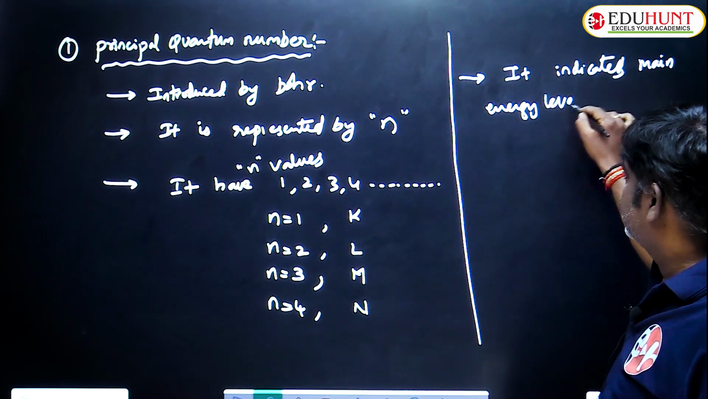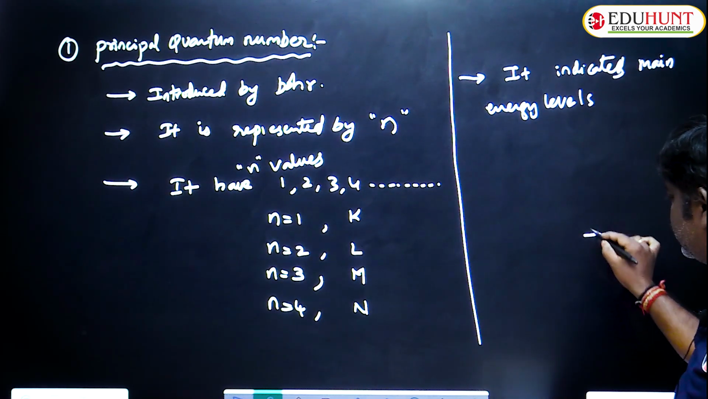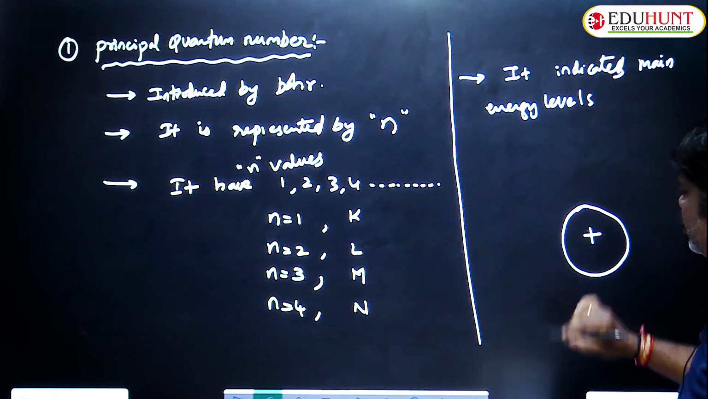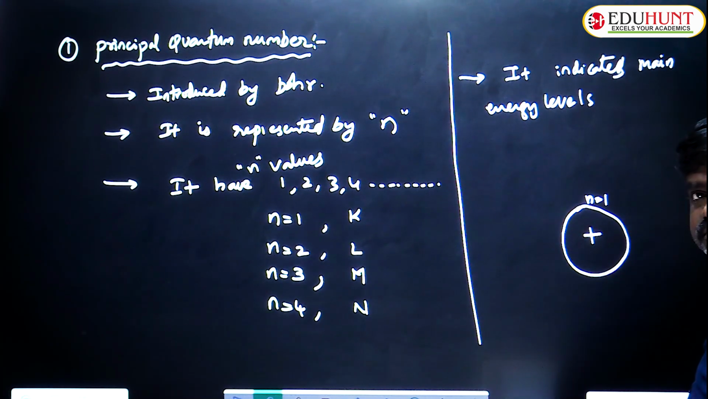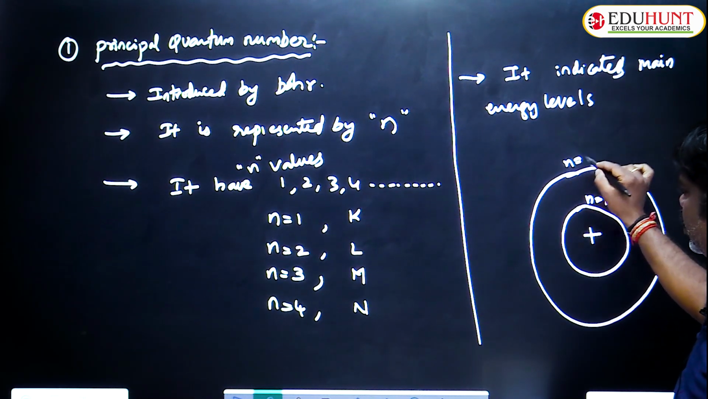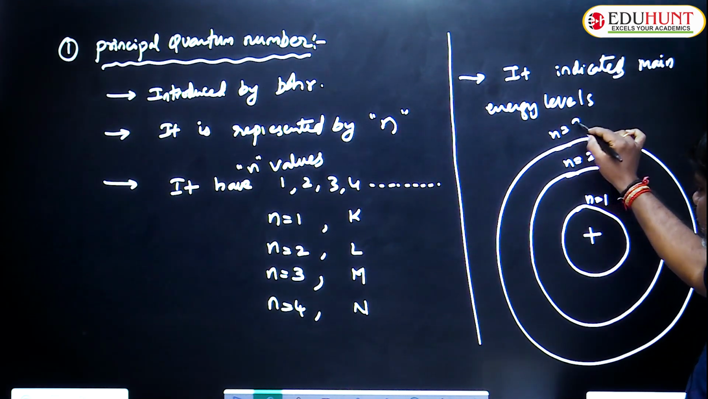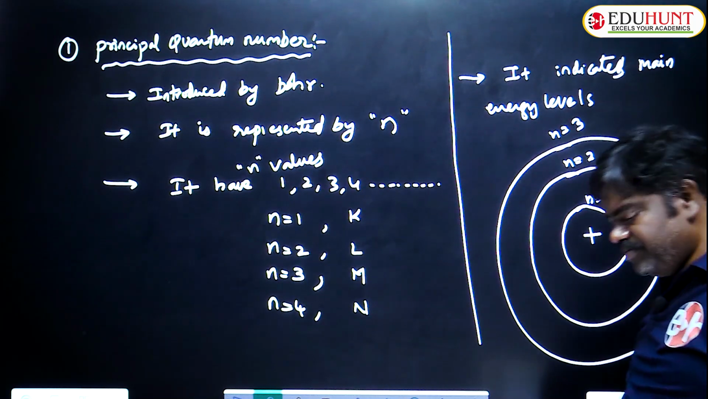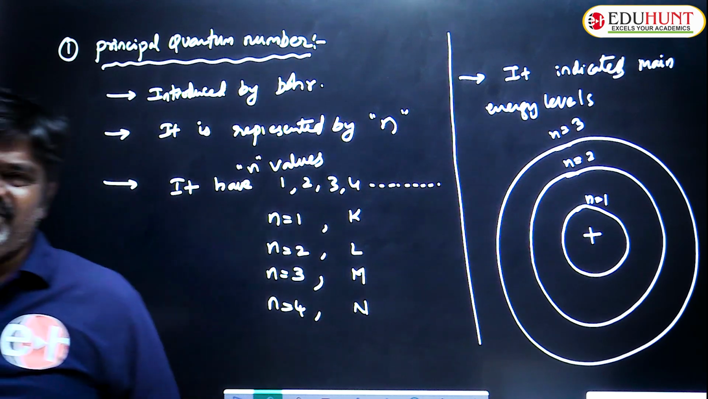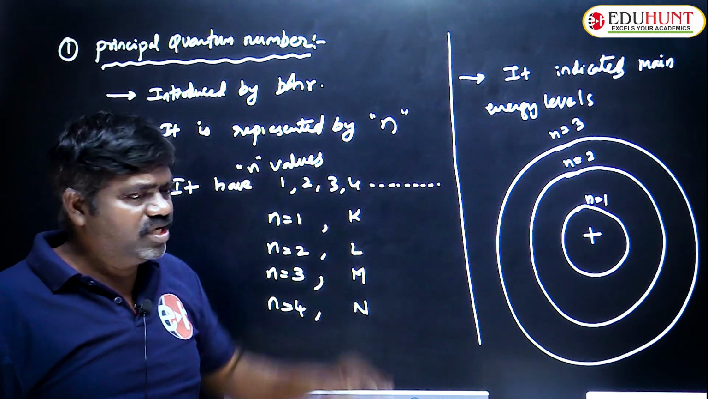Main energy levels means, for example, if you take an atom with a nucleus, after the nucleus this is the first shell. The first shell means the first main energy level, the second shell means the second main energy level, and the third shell means the third main energy level. Away from the nucleus, the n values increase: n is equal to 1, n is equal to 2, n is equal to 3, like that.